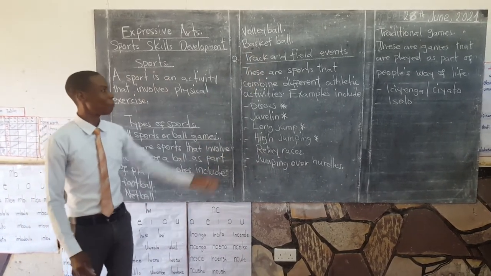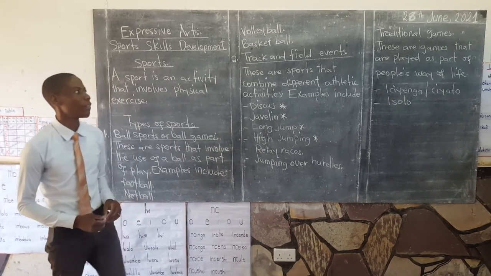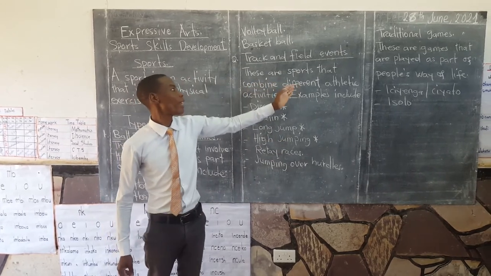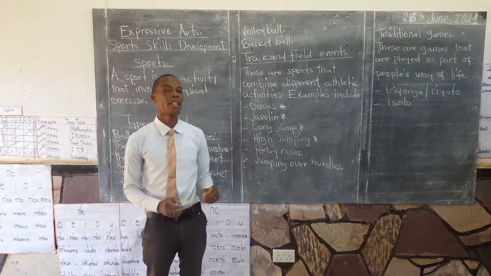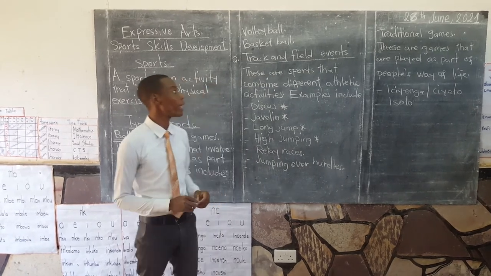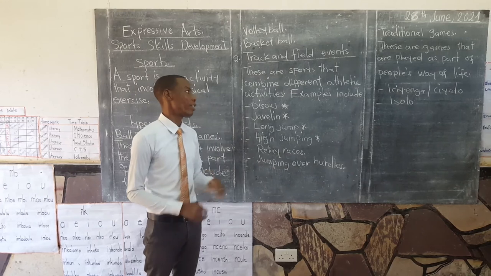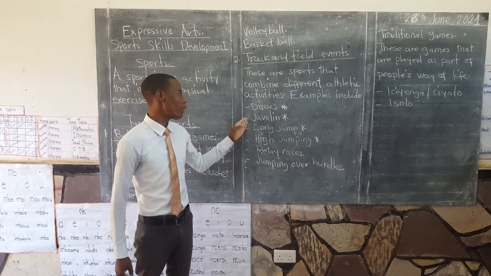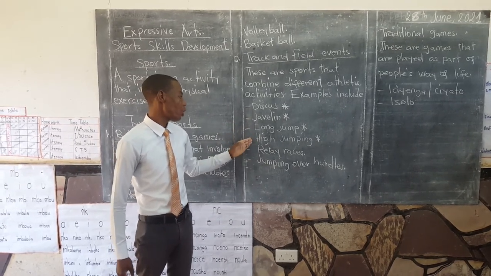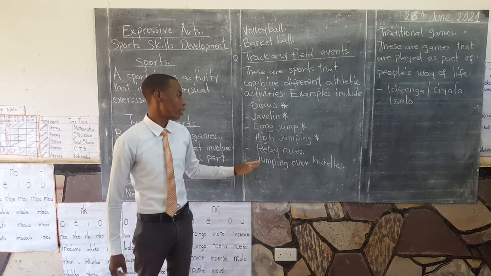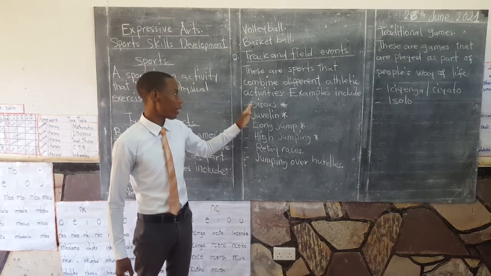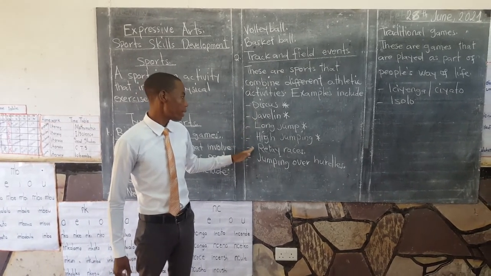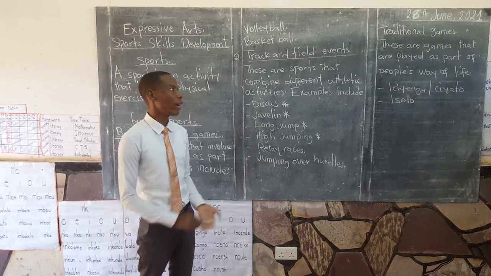Then, we have track and field events. We are saying these are sports that combine different athletic activities. Examples include throwing discus, throwing javelin, long jump, high jump, relay races, jumping over hurdles.